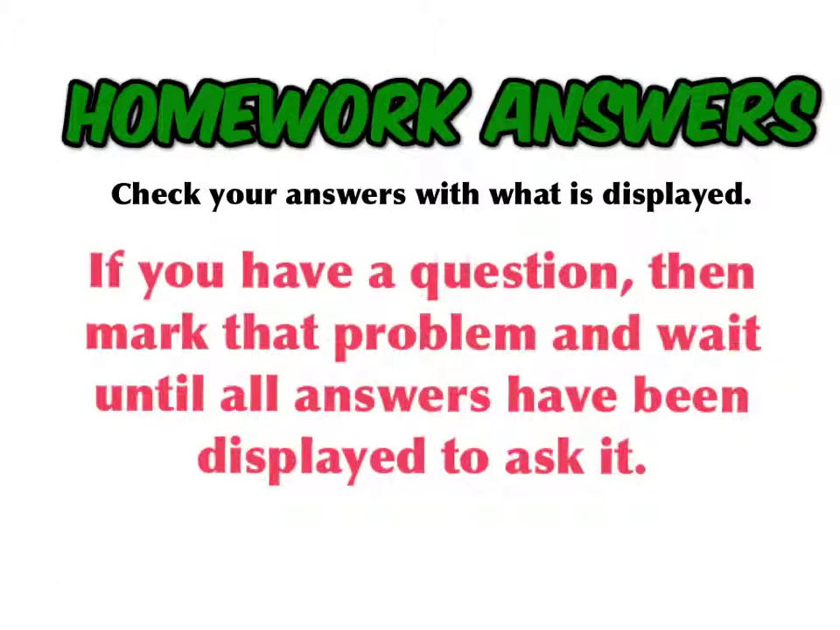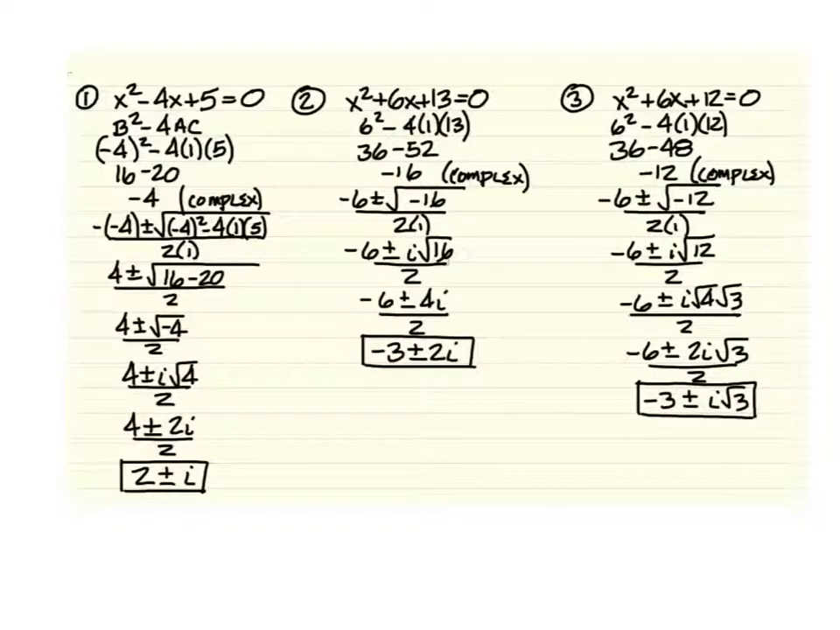I've got the work on here too, but we'll just look at the answers to start with, then we'll go back and look at the work if we have to. Number 1 is 2 plus or minus I. Number 2 is negative 3 plus or minus 2I. And 3 is negative 3 plus or minus I square root of 3.